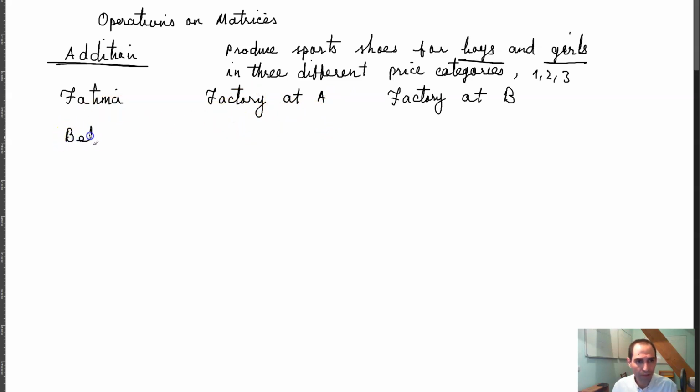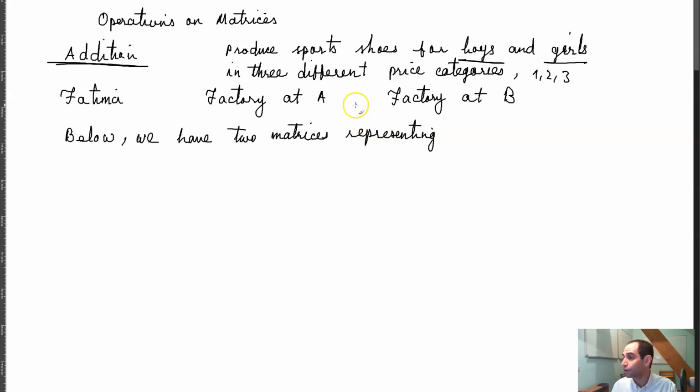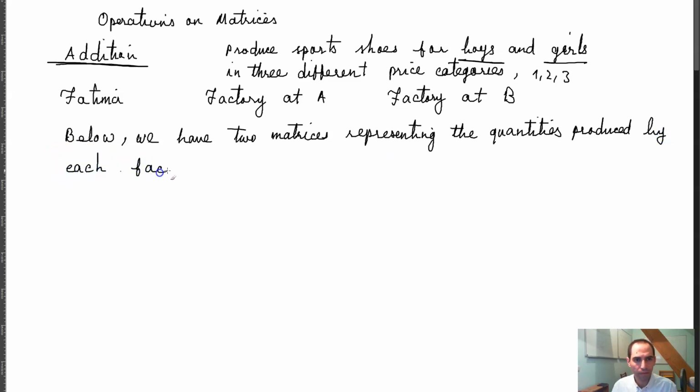Basically, below we have two matrices representing the quantities produced by each factory, meaning place A and place B. So let me erase these, because I don't really need this here.